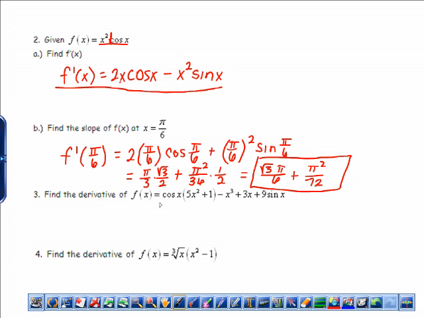Looking at the next one, find the derivative of f of x if f of x equals cosine x times 5x squared plus 1, and then you see the rest of this. So we're going to use a combination of product rule and power rule here. First we've got to use the product rule on this part right here because those are two different functions of x. So I have f prime of x equals, okay, the derivative of cosine of x is negative sine x, and then I'm going to multiply that just by 5x squared plus 1.